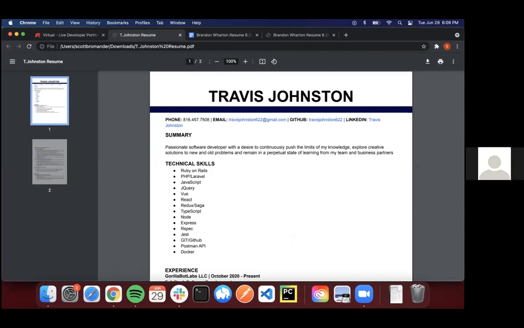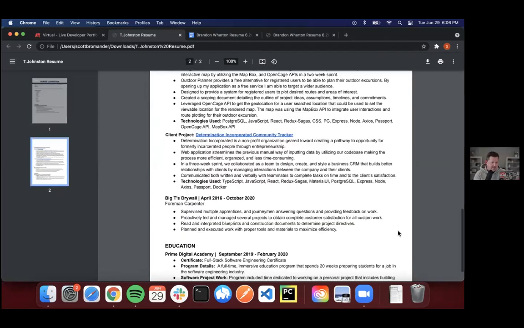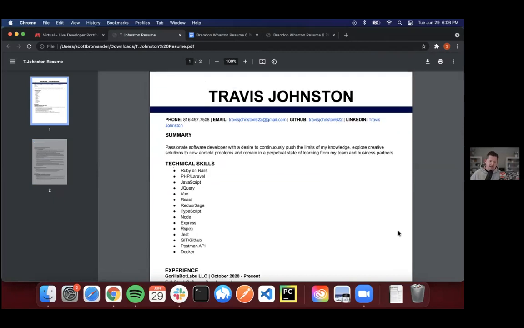Okay. So we have Travis's resume. It's two pages here. And out of the gate, the first thing that my eyes gravitate to is this section right up top. Obviously, our eyes naturally gravitate to the bigger text and then work our way down to the smaller text.